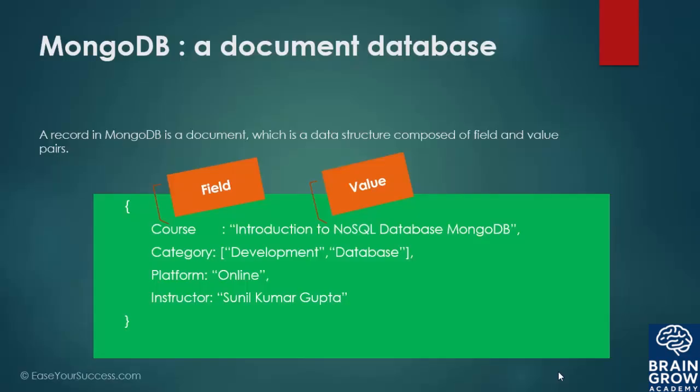or field name. And see, the category colon in a bracket development comma database. So we are giving two values for the category field, which is an array. In a MongoDB document we can store arrays, we can store documents, we can store integers, characters, strings, we can store images, we can store anything in the field.